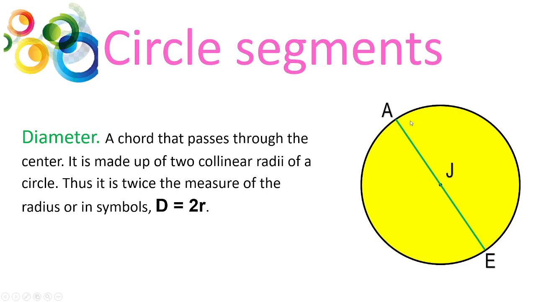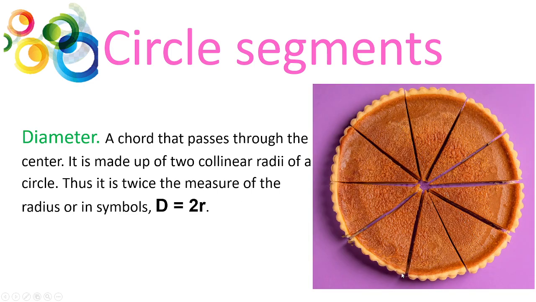Thus it has a formula. So D for diameter equals 2 times radius. So an example could be the complete slice of this pie, very delicious pie. It passes through this center.